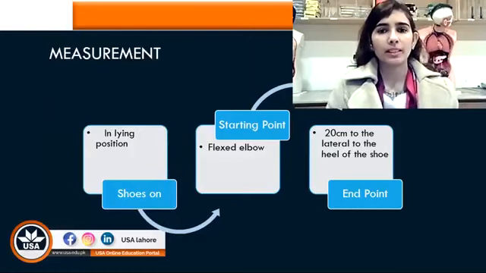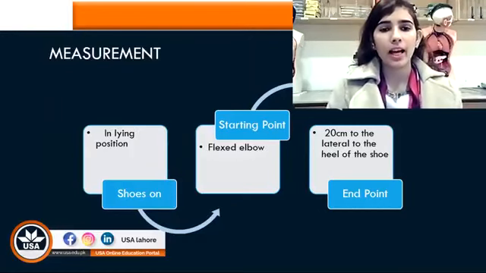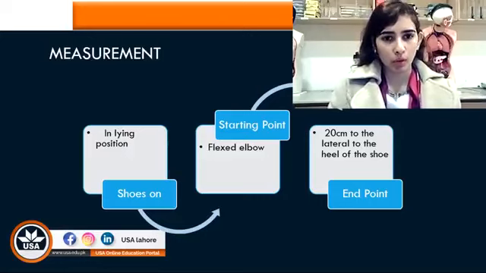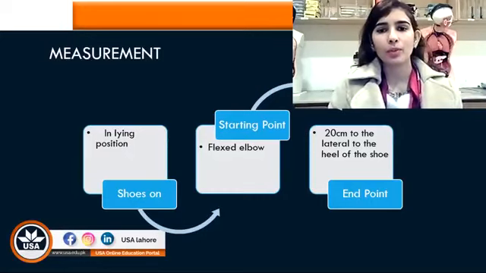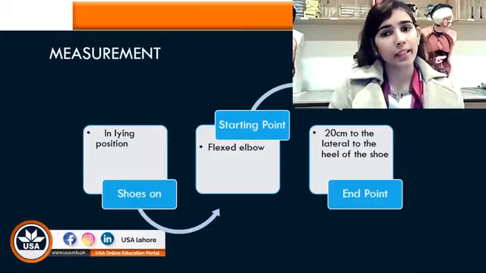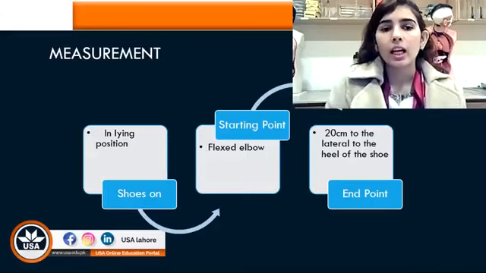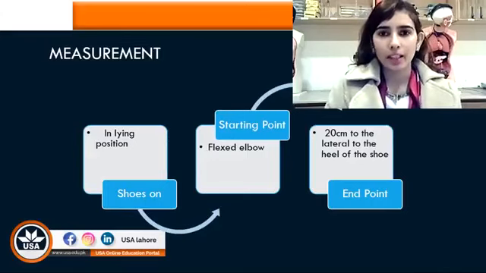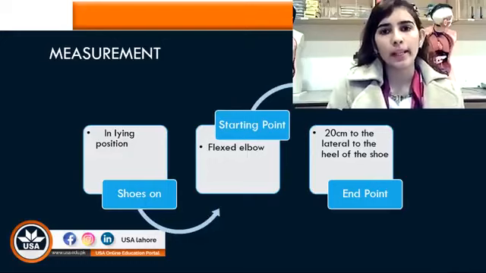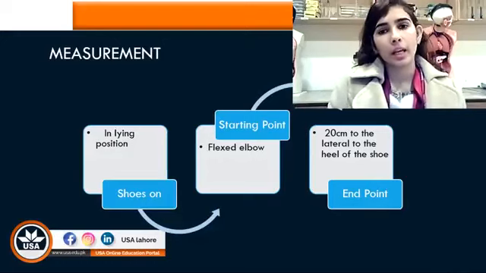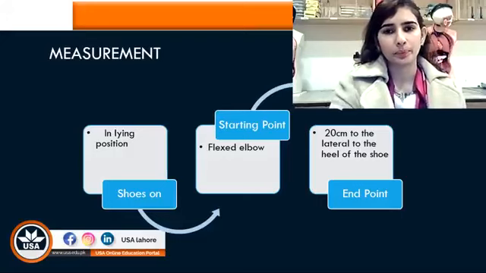If the patient is in lying position, then we will take the measurements with the shoes on, and the starting point would be the flexed elbow and 20 centimeters lateral to the heel of the shoe would be the end point again. What is happening here is that the patient's shoe is on and he is in lying position. Again, we are taking the measurements through elbow flexion.